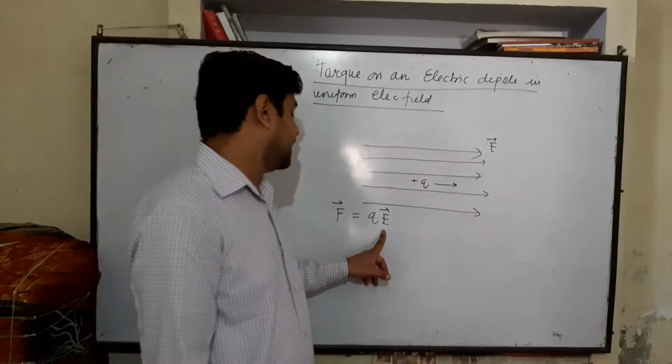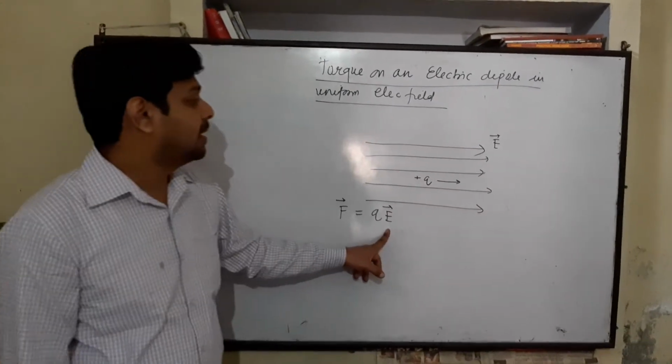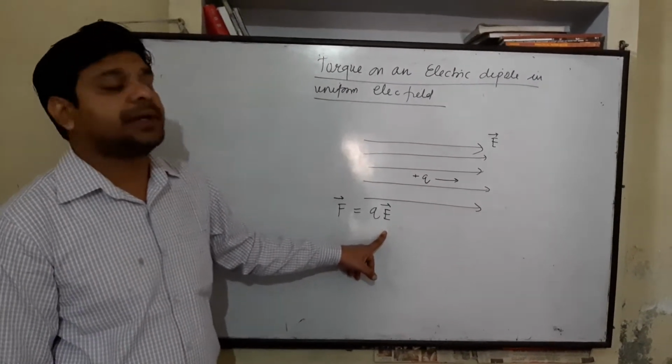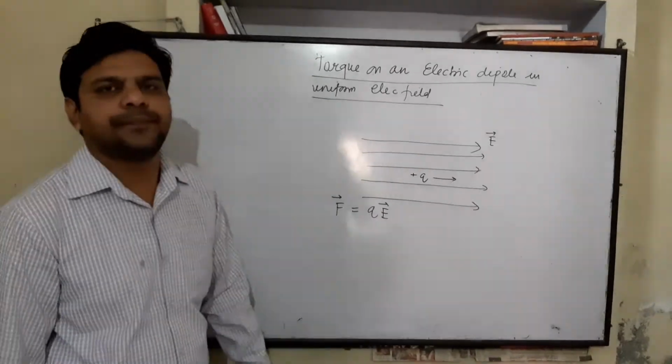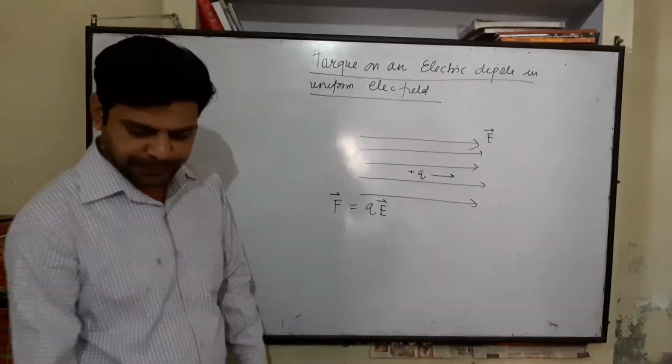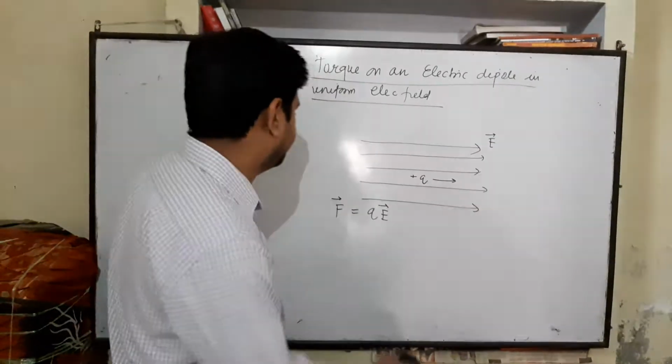Now, if we place an electric dipole in a uniform electric field, then what will happen? We will see in this lecture.